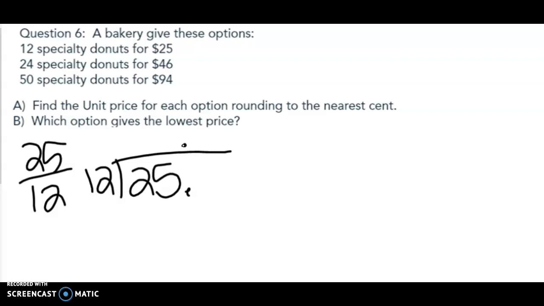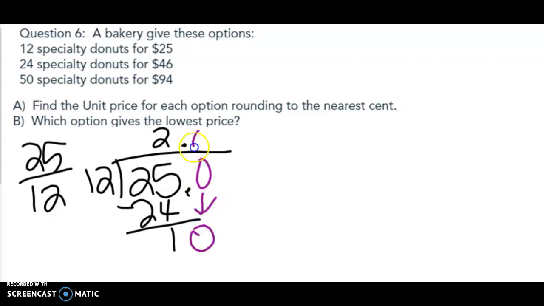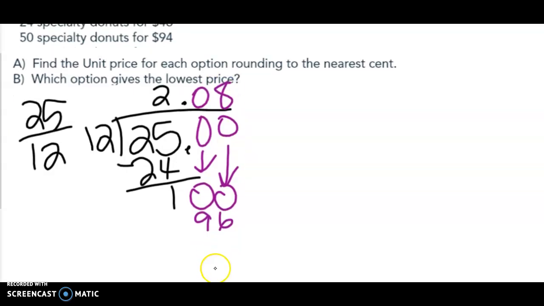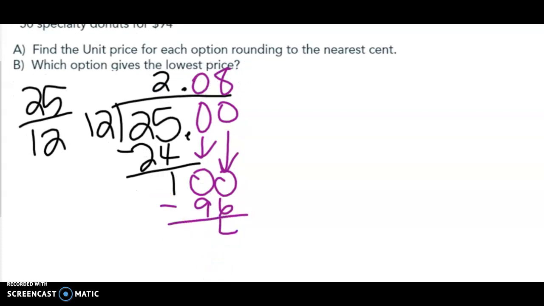And I know that 12 can go into 25 twice, or two groups of 12 will make 24. I'll have one left. I can add a 0, and I can bring it down. But I still won't have enough to make a group of 12. So I'm going to put a 0 up here and add another 0, bring it down. So if I have 12 into 100, I know I can make 8 groups because 8 times 12 is 96. And then when I subtract, I'm left with 4.